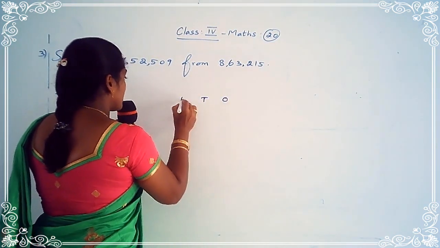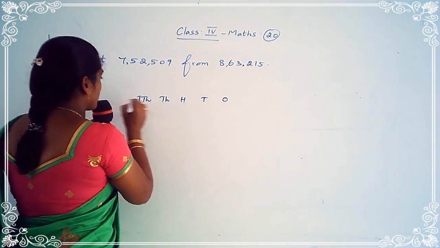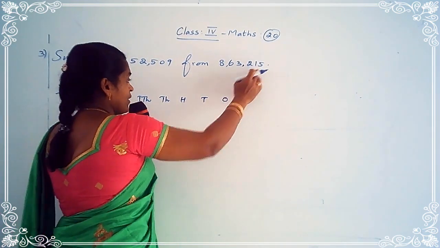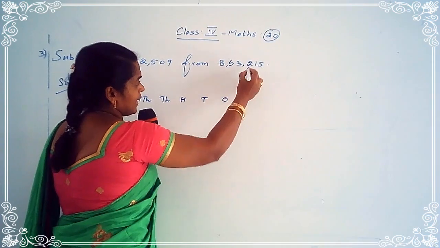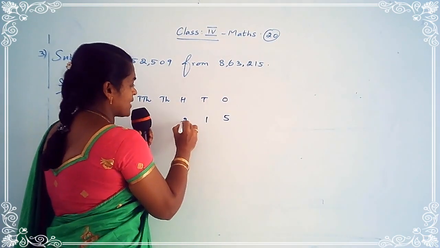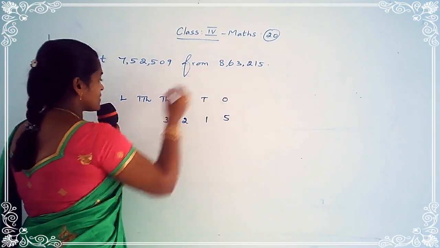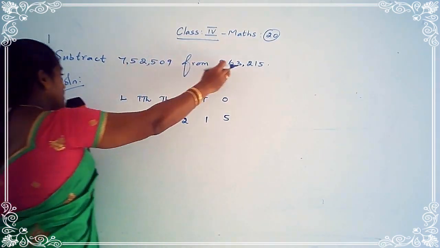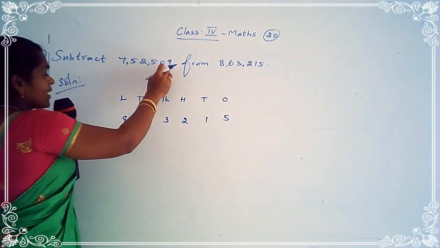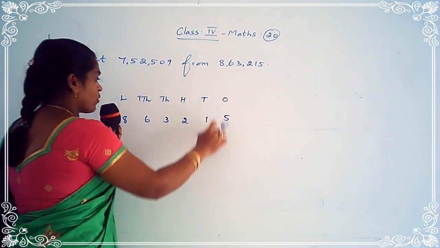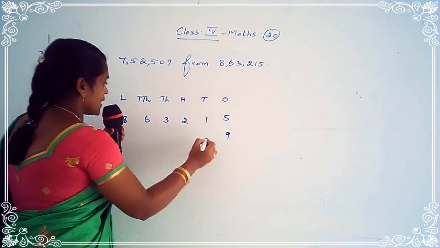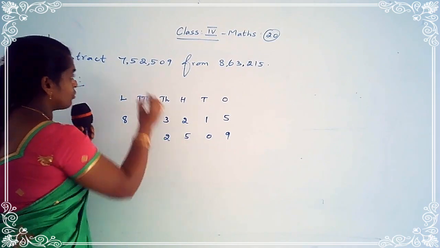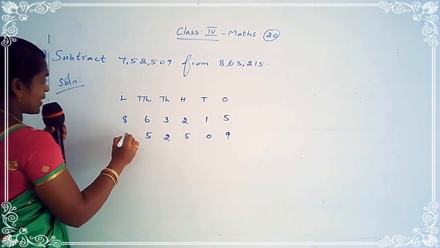Ones, tens, hundreds, thousands, ten thousands, lakh. Okay, now here ones place has 5, so below ones place you write 5. Next tens place has 1, hundreds place 2, thousands place 3, ten thousands place 6, lakhs place has 8. Now you come to the next number. This is the minuend, this is the subtrahend. Here the subtrahend has 9 in ones place, so below ones place you write 9, tens place 0, hundreds place 5, thousands place 2, ten thousands place 5, lakhs place has 7.